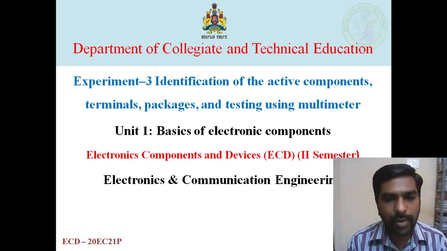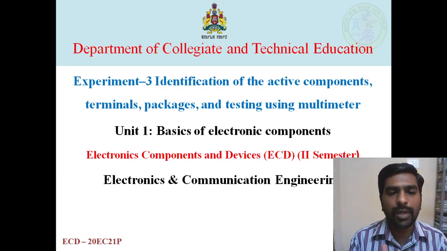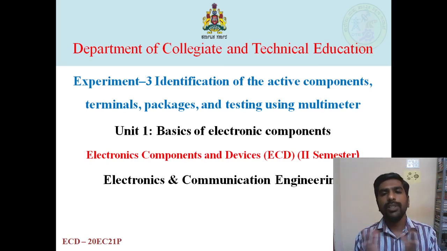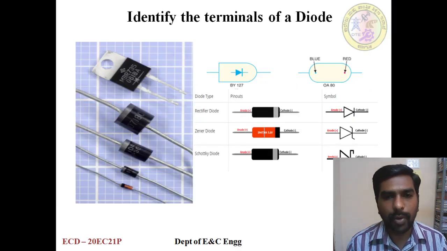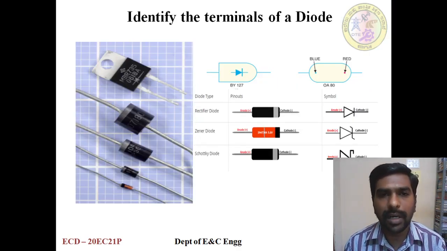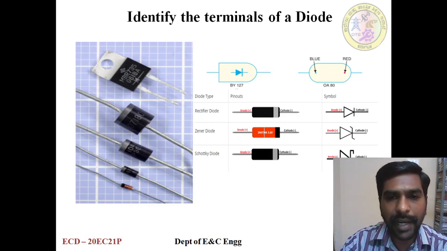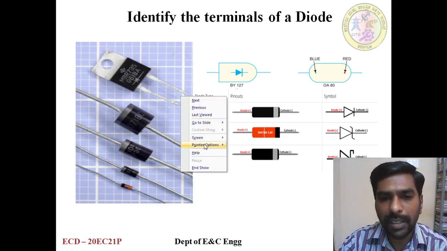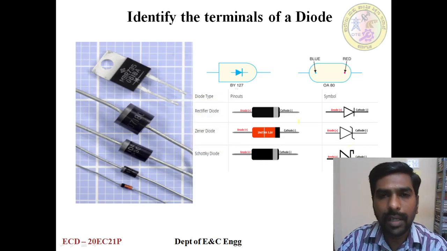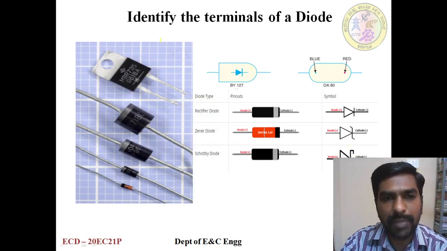The devices we are going to test are active components: one is the PN junction diode, then the Zener diode, and another is the BJT, both PNP and NPN. We need to test them using the multimeter. This I'm going to explain in this video. First thing, identification of the terminals. It's very easy and was covered in the theory session also. The same thing we are going to replicate.